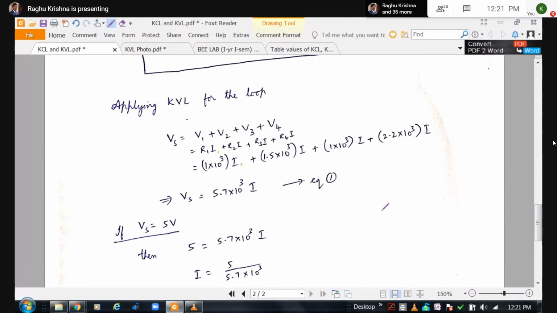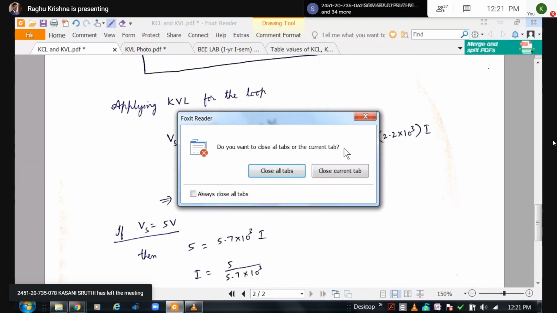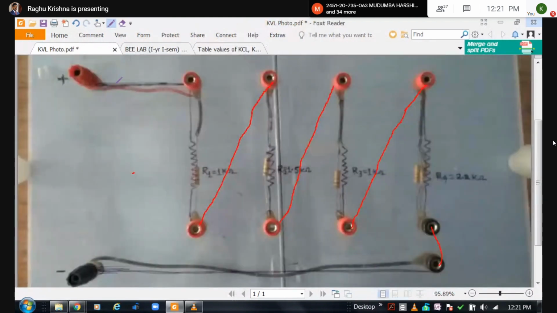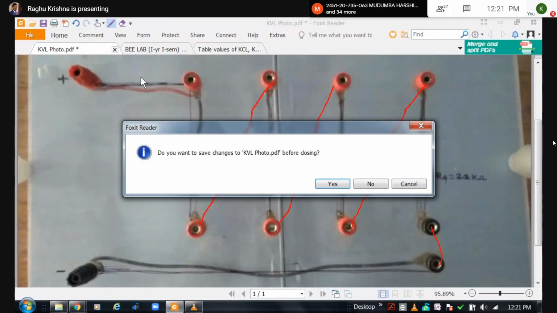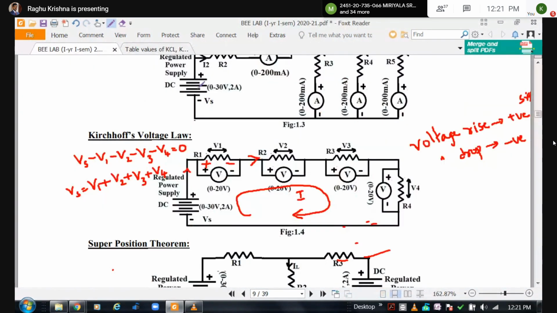Yeah, I'm going. Shall I go for superposition theorem? Yes, sir. Oh, yes, okay. So, superposition theorem.